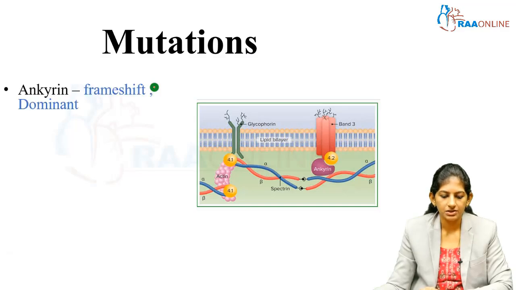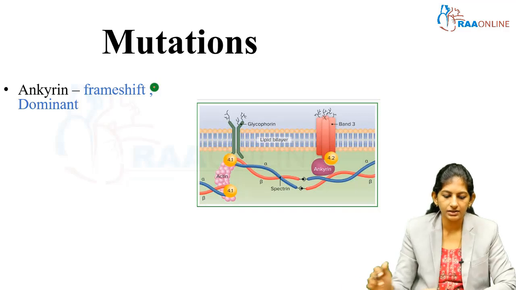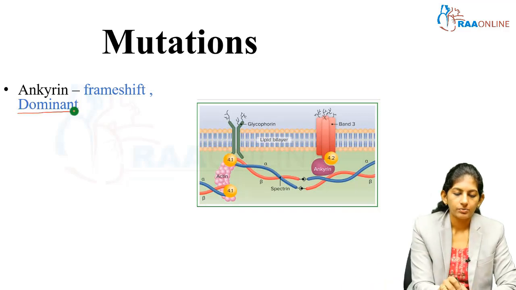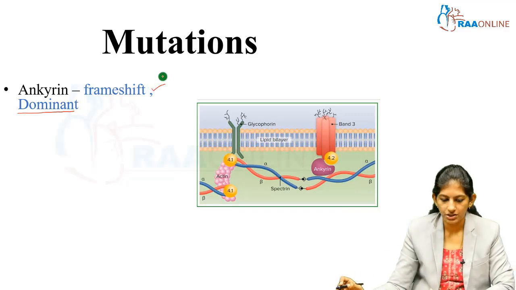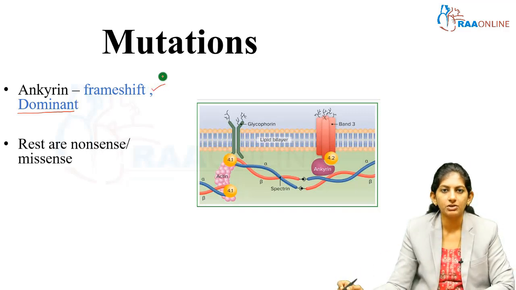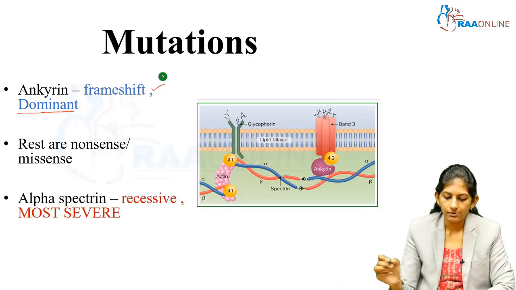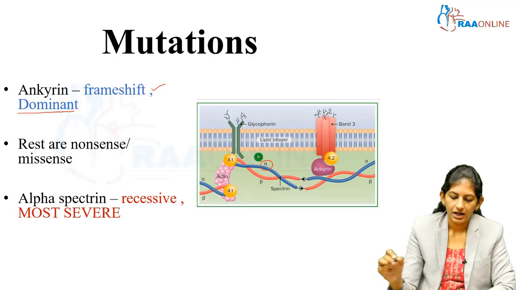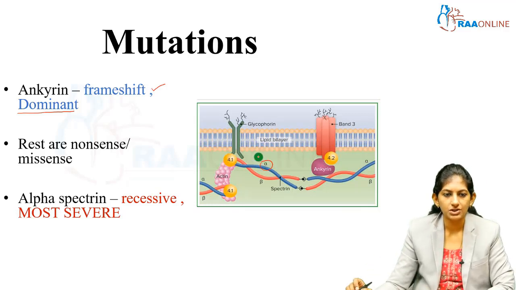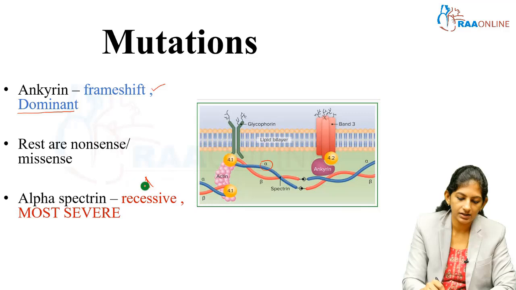Coming to the mutations, the most common, we know, is ankyrin. Ankyrin is autosomal dominantly inherited. It is due to a frameshift mutation, whereas the rest of the mutations are either nonsense or missense mutations. Alpha spectrin gene mutation is autosomal recessive.